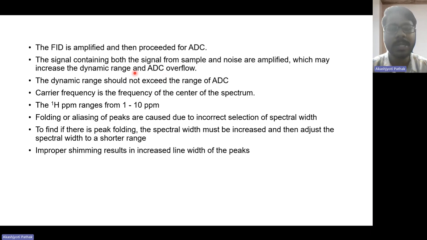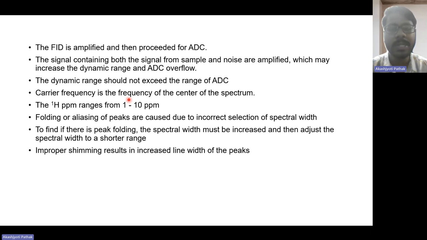So that is called ADC overflow. And the carrier frequency we had looked into, we had seen these in detail: carrier frequency, signal aliasing, or signal folding. Okay, so carrier frequency is the frequency of the center of the spectrum. So for proton, the frequency range is kept from 1 to 10 ppm. So the center of this frequency will be what? It will be 5 ppm. So in case of a proton spectra, the 5 ppm is the carrier frequency. Okay, it is the carrier frequency.